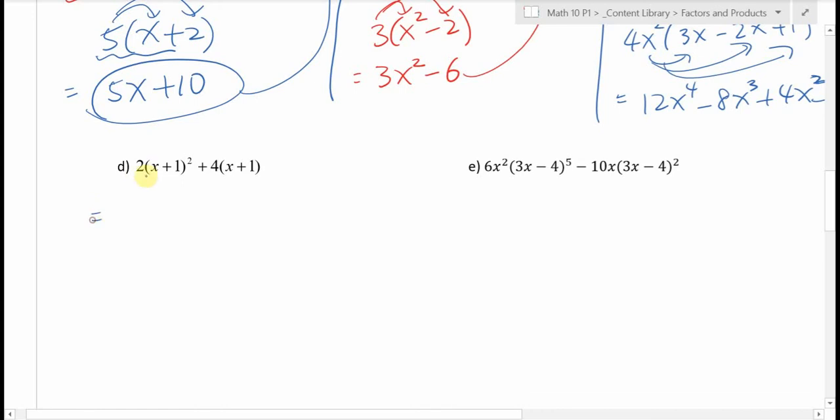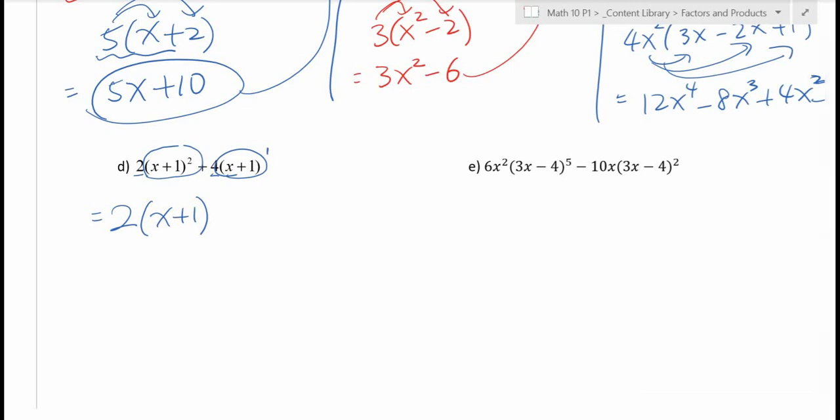We have the coefficients of 2 and 4, so the greatest common factor between those 2 numbers is a 2. We have 2 powers, okay? So this is x plus 1 as the base to the power of 2, and this is just x plus 1 to the power of 1. So they have the same base, right? Namely x plus 1. And you look for the smaller exponent, which is just 1, okay? So the greatest common factor between these 2 terms would be 2 times x plus 1.